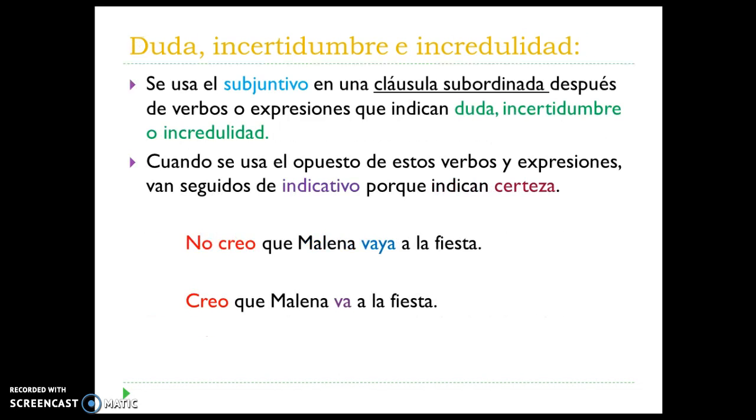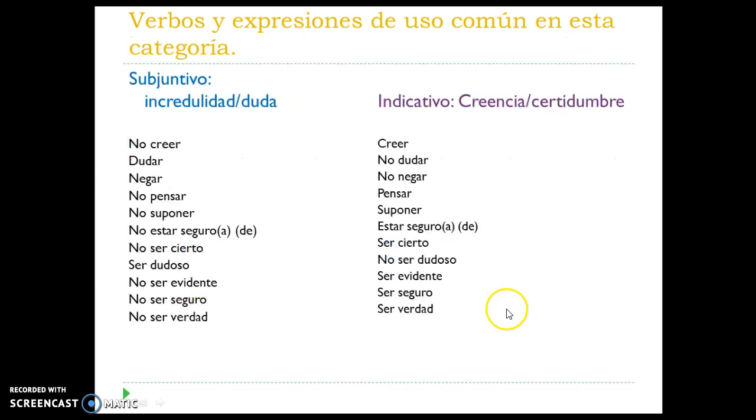Also, we're talking about doubt, that we use the subjunctive when there's doubt. In the first example, it says, no creo que Malena vaya a la fiesta. That's basically saying, I don't think that Malena is going to go to the fiesta. Whereas in the second one, creo que Malena va a la fiesta. I think she is going. I believe that Malena is going to go to this party. So vaya in the first example is ir in the subjunctive, and in the second example it is in the indicative. It's the same verb, ir. When we have doubt, we use the subjunctive. When there's no doubt, we use the indicative.